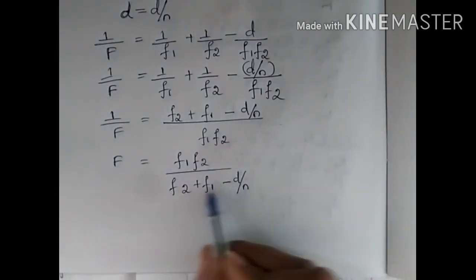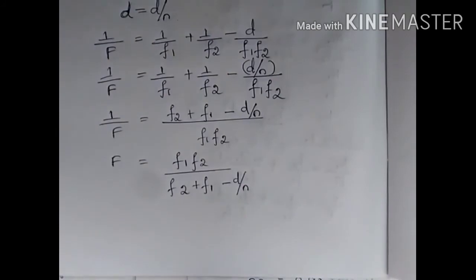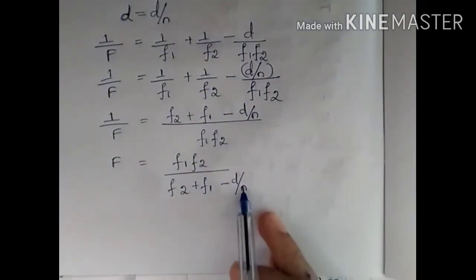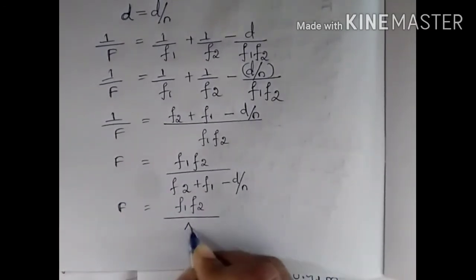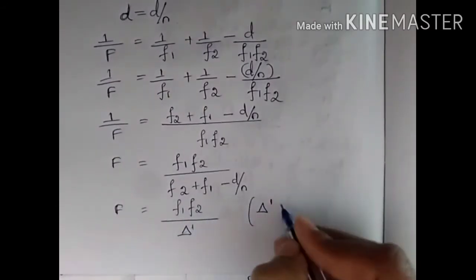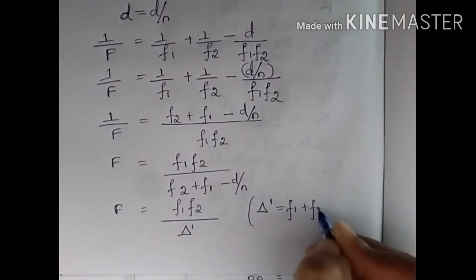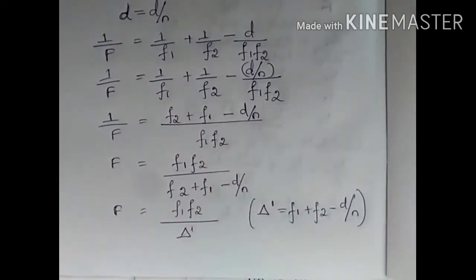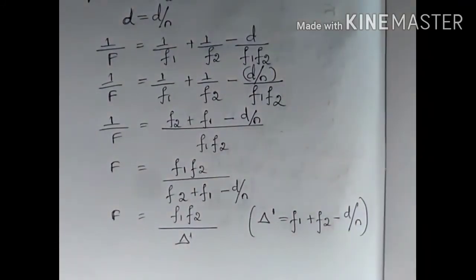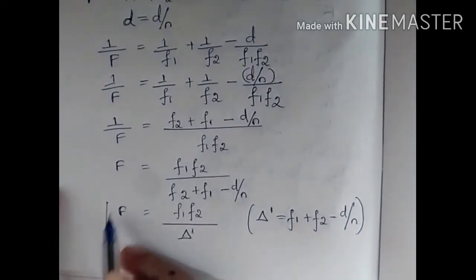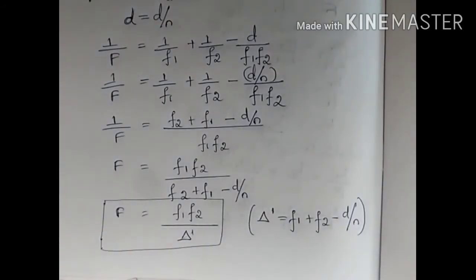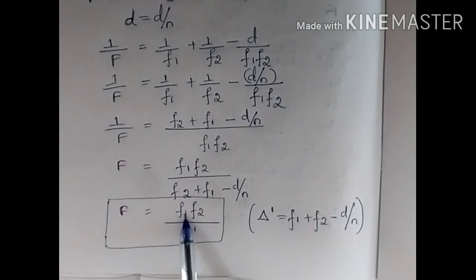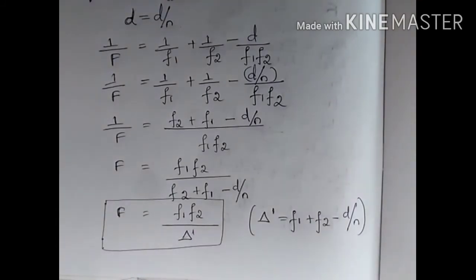So f2 plus f1 minus d, we wrote as delta. Since we have d by n here, let us write that as f1 f2 divided by delta prime. So delta prime is f1 plus f2 minus d by n. This equation is valid when these two lenses are separated by a medium of refractive index n, then the effective focal length will get changed to f1 multiplied by f2 divided by delta prime.